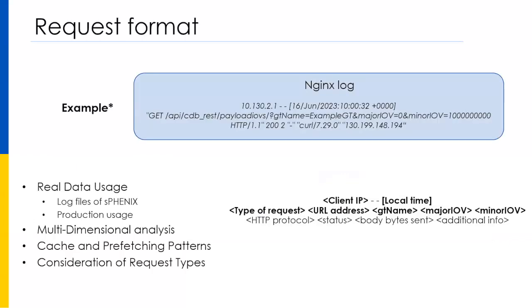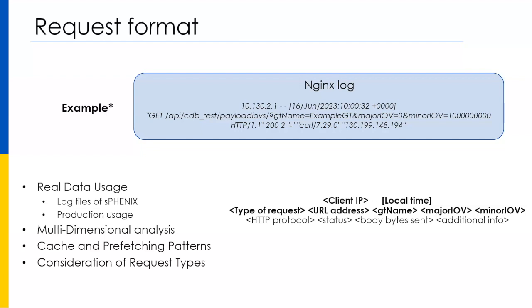Going deeper into the project, I would like to show you an example of a log file. We got it from Nginx. And for further work, we would work with real data usage, like log files from the production usage. As you can see in the transcription of these log files, there are several features such as client IP, local time, type of request, URL address, and different features for this URL address.